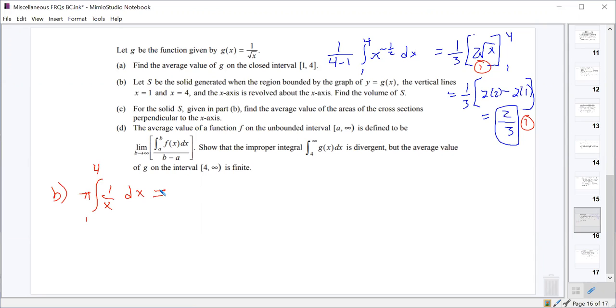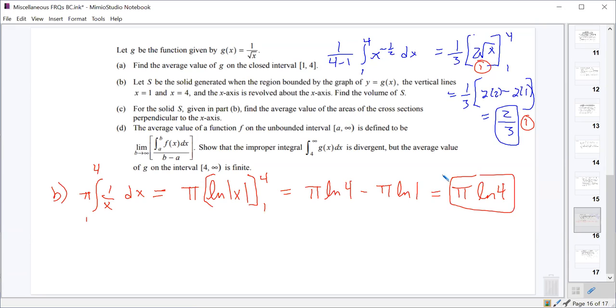So this should just be pi times the natural log of the absolute value of x from 1 to 4, or pi ln 4 minus pi ln 1, or just pi ln 4. Good or no? We got 1 point for the right setup and 1 point for correctly anti-differentiating and evaluating it.